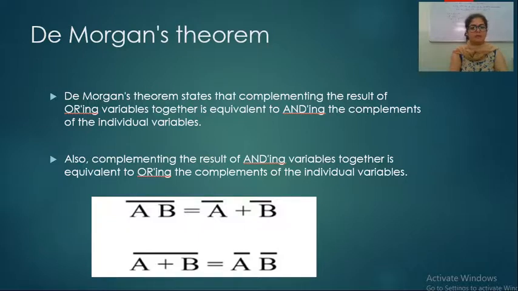So you just have to remember the definition of De Morgan, that if we perform complement of AND operation, it will give the output as an OR operation by performing complementing of individual variables. So that is De Morgan's theorem.